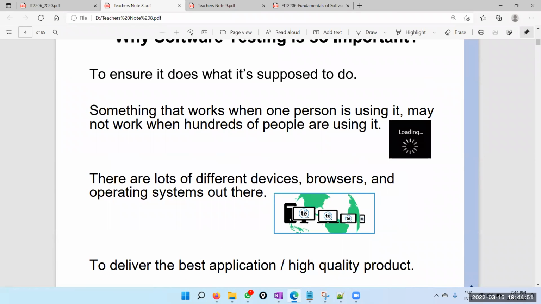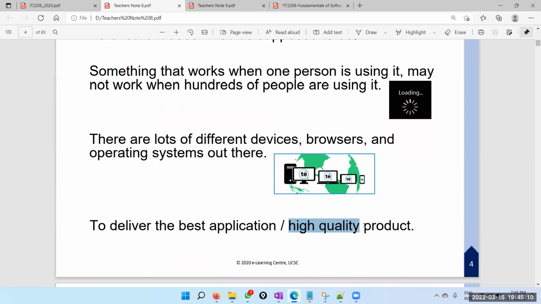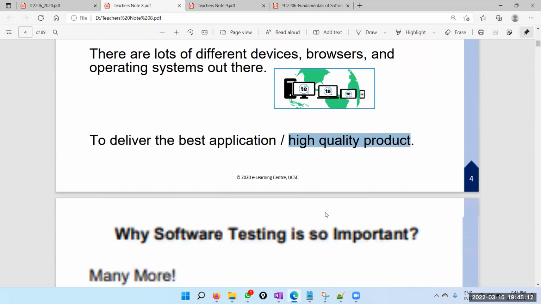So why is testing important? Of course, if you release a product with issues, not only are we in trouble, our customer is also in trouble. So it's a mess. Therefore, it's very important that we do proper testing, because we want to deliver a very high quality product.